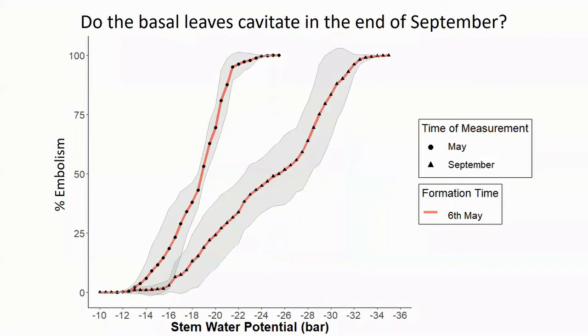And when we measured this exact same leaf, a leaf we took from a very low nodal position and marked when it was formed on the 6th of May, and then measured again in September, it completely changed its vulnerability to cavitation. It became a lot more resistant to cavitation.